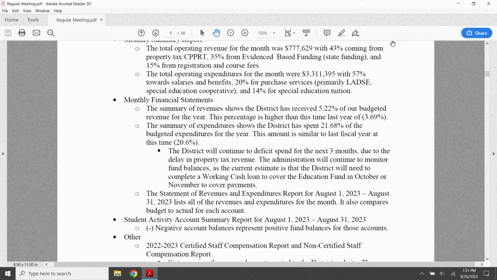The administration will continue to monitor fund balances as the current estimate is that the district will need to complete a working cash loan to cover the ed fund in around October or November. Again, we're slated to have a surplus by the end of the year, but again, we're reliant upon the property tax collection and distribution of Cook County.